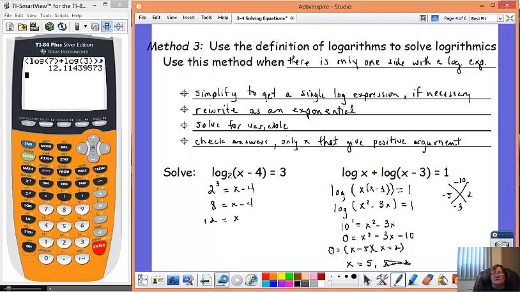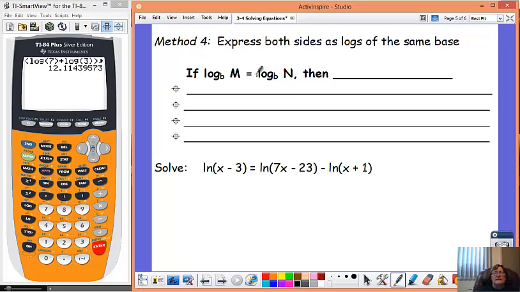That's pretty cool. Our fourth strategy is very similar to the first one we looked at, but this says the other way. Express both sides as logs of the same base. If you can get both sides to be logs of the same base, then it makes sense that the arguments m and n must be equal. If this expression equals this and they're both to the same base, m must equal n.